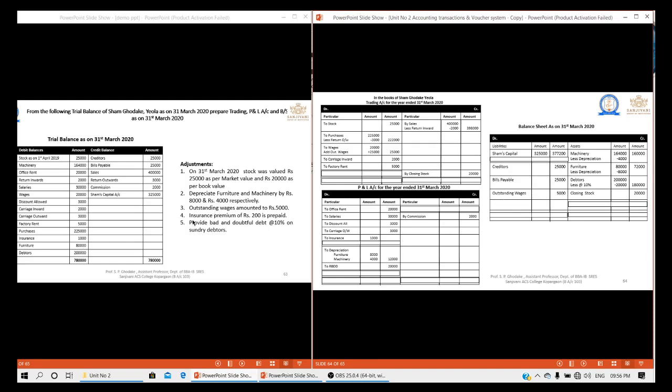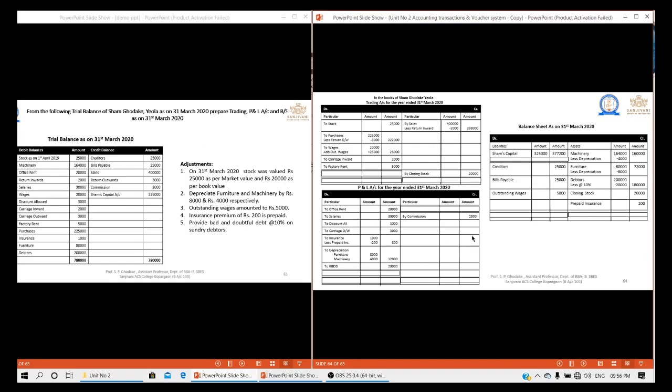Then we have the last adjustment, that is insurance premium 200, which is prepaid. Here insurance is in the inner column, so we have to subtract 200 from it, and the second effect will be given to the asset side, that is prepaid insurance. So like this, less prepaid insurance minus 200, so we will get 800, and here also you will get 200. So now you have been done with all the adjustments and postings.